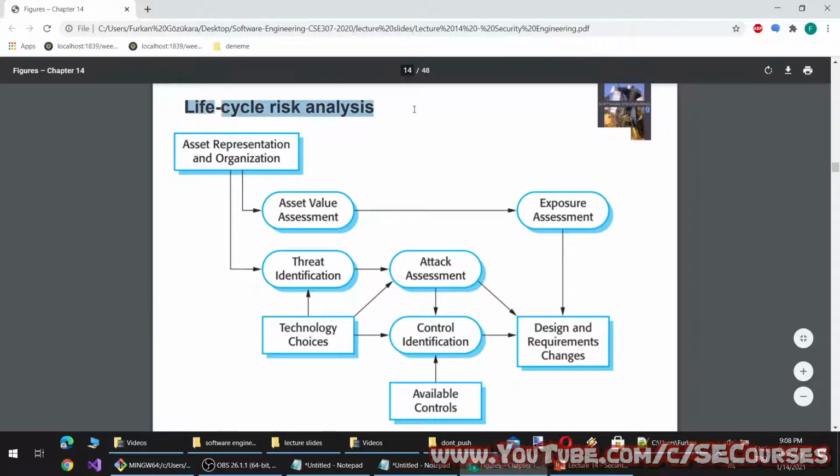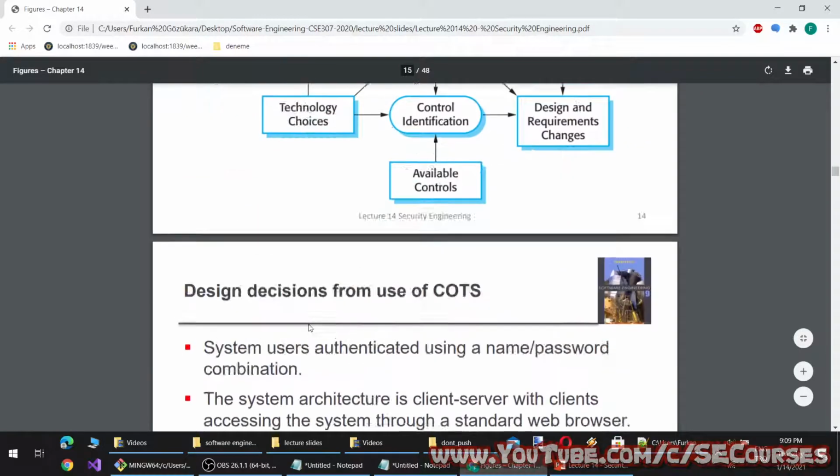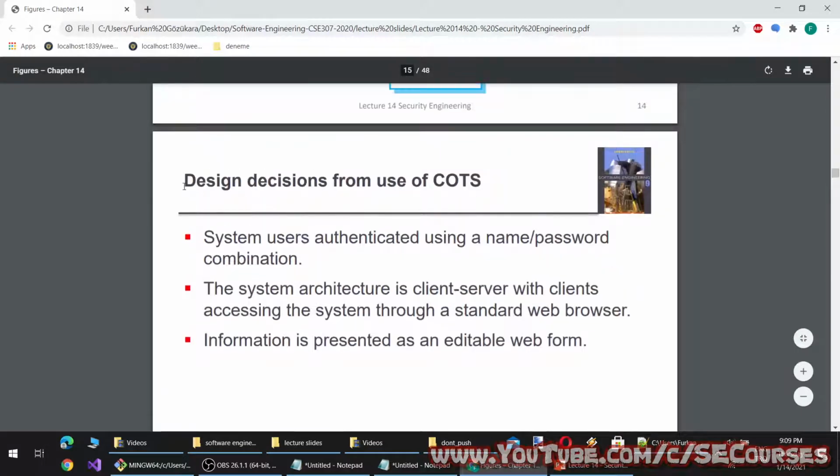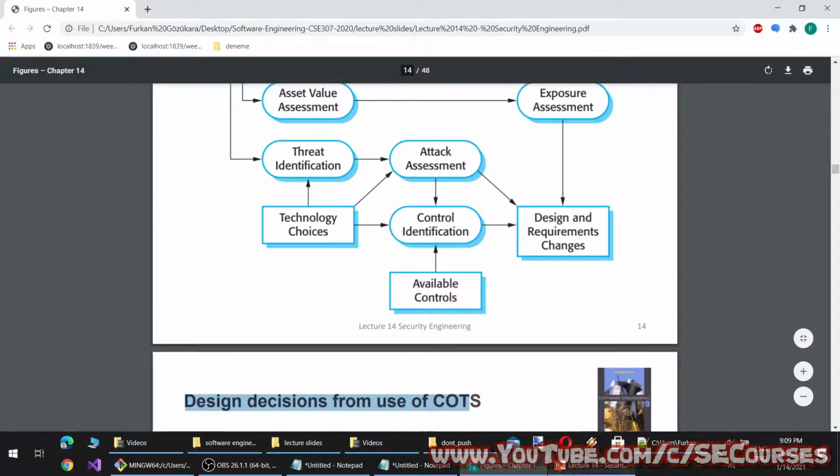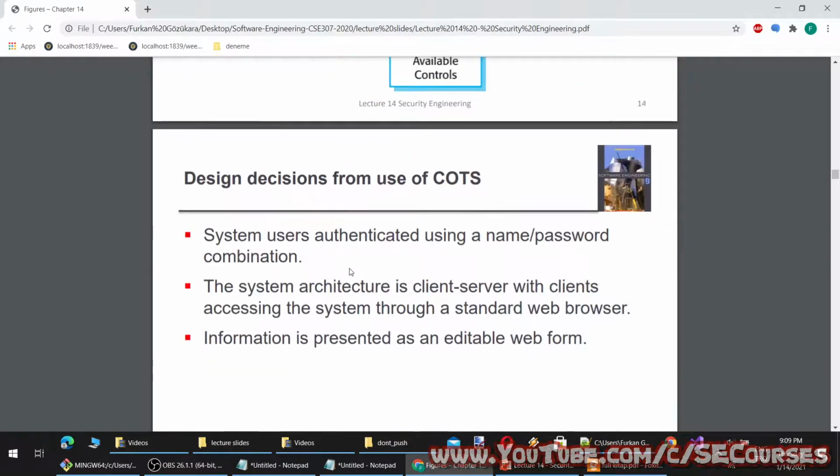Okay. So let's see the lifecycle risk analysis. Asset representation and organization, asset value assessment, trend identification, exposure assessment, design and requirements changes, and after we are done, attack assessment and control identification, technology choices and available controls. Okay, let's continue.